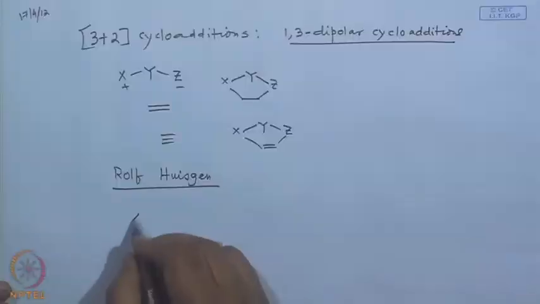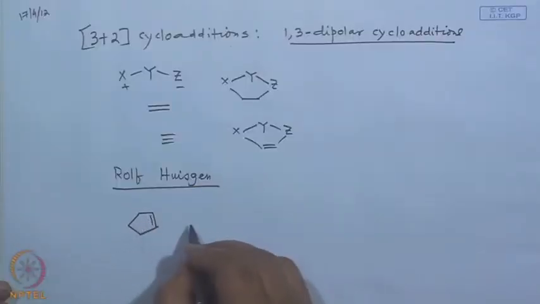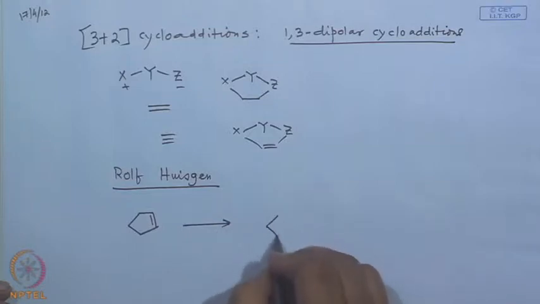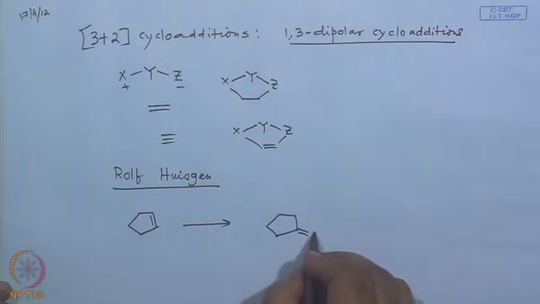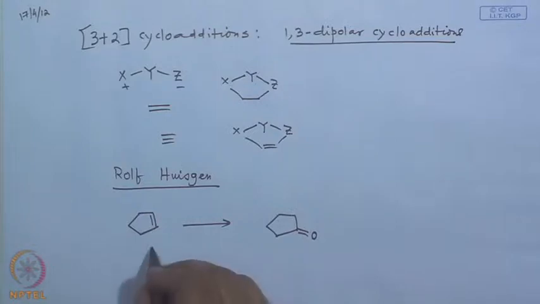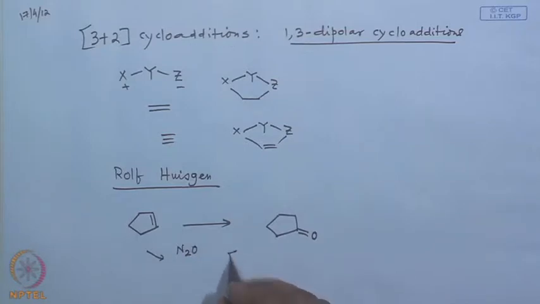One of the earliest reactions in German industry was the conversion of cyclopentene to cyclopentanone in one step. How can it be done? Again, this was due to Rolf Huisgen and a German company. What they did was react it with nitrous oxide. What happens with the nitrous oxide?